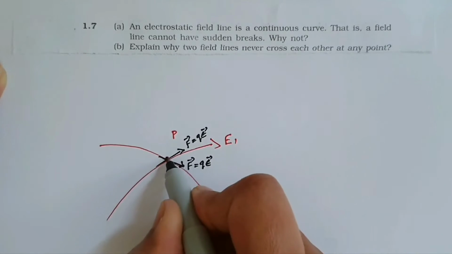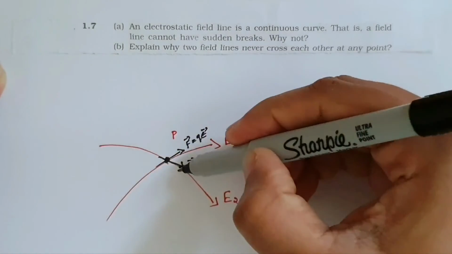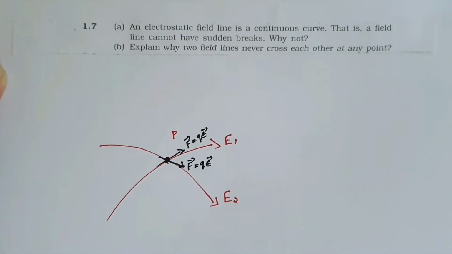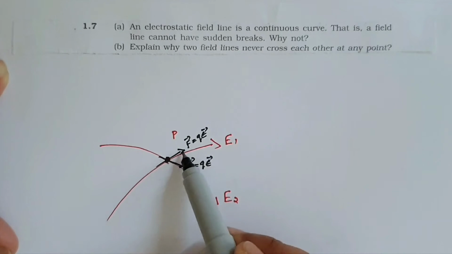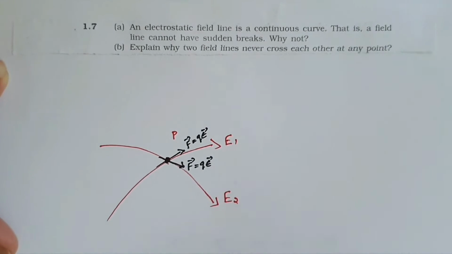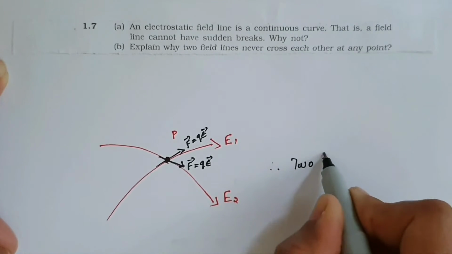So when you place a test charge here, it experiences a force in this direction. It experiences a force in this direction. Two directions of force at one point. But we know that at any point, a particle will experience a force only in one direction. Therefore, two field lines never cross each other. If they cross each other, then at the point of intersection, there should be two directions of force, which is not possible. Therefore, two field lines never intersect each other.